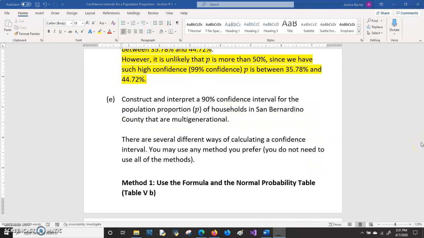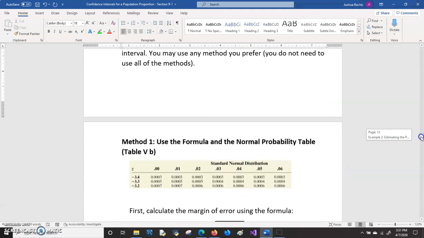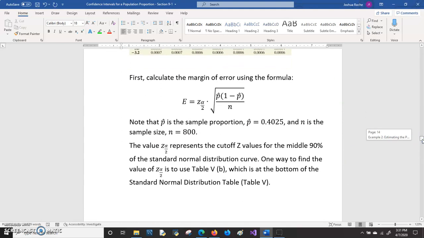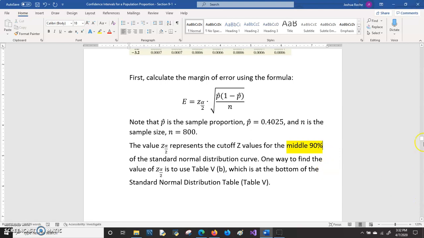Part E is very similar to Part C. It's asking that you construct and interpret a confidence interval, and the only difference is that now they want a 90% confidence interval. All of the calculations are going to be the same. In fact, in the notes, it's all the same notes and same formulas and calculations. The only difference is that now everything will be in terms of 90% confidence.